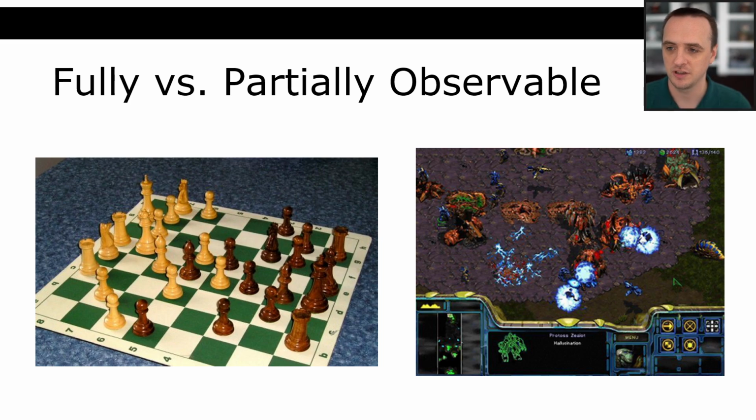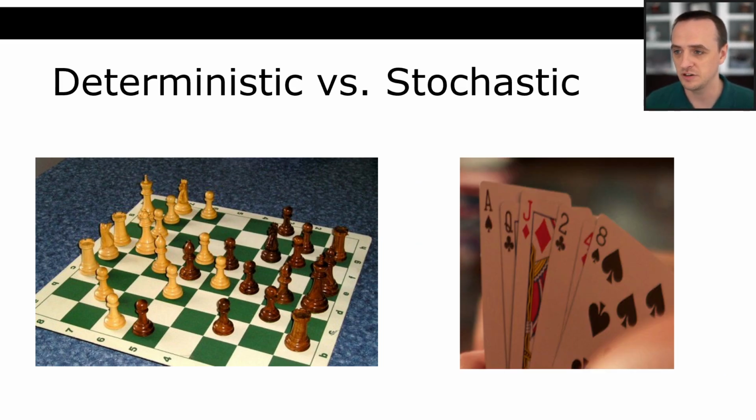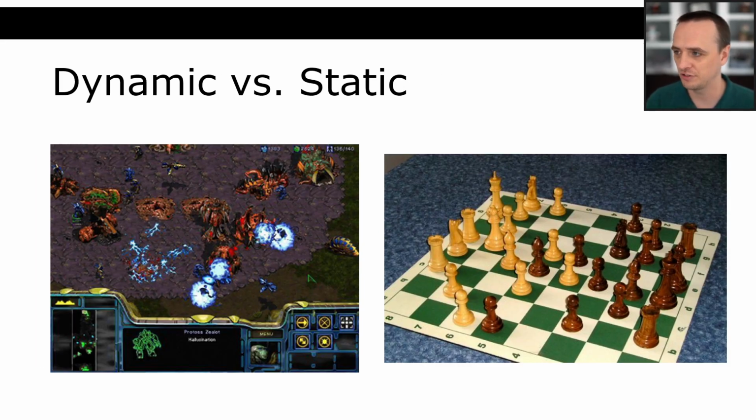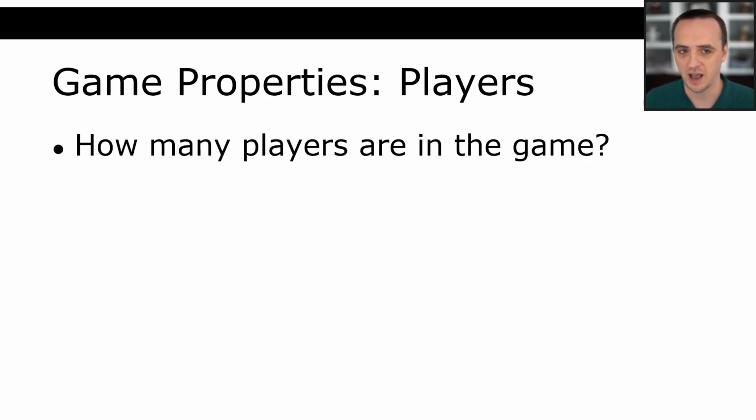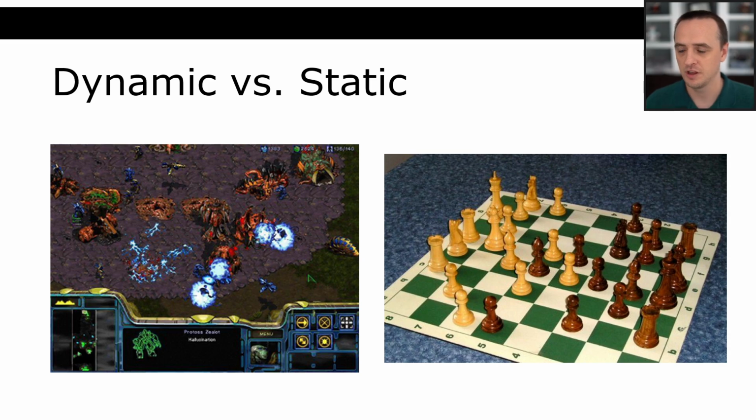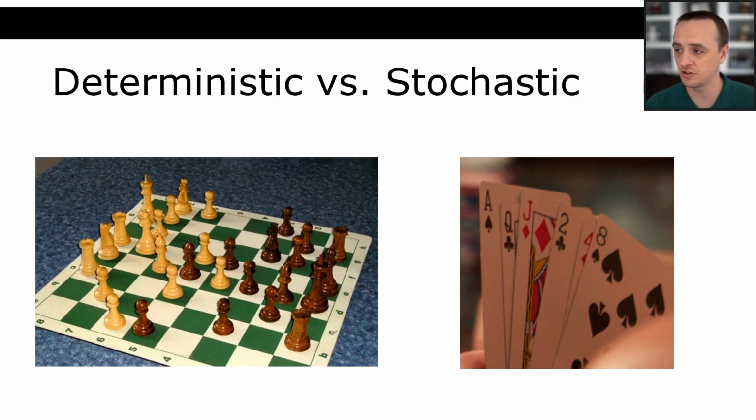So for example, games can be fully versus partially observable. They can be deterministic versus stochastic. They can be dynamic versus static. And they can also have different number of players. So for example, how many players are in the game? You might have to decide, well, okay, I'm making a game or I'm trying to apply an AI to the game. Well, the type of algorithm that I can apply, so for example, some algorithms can be applied to deterministic games, but not stochastic games.